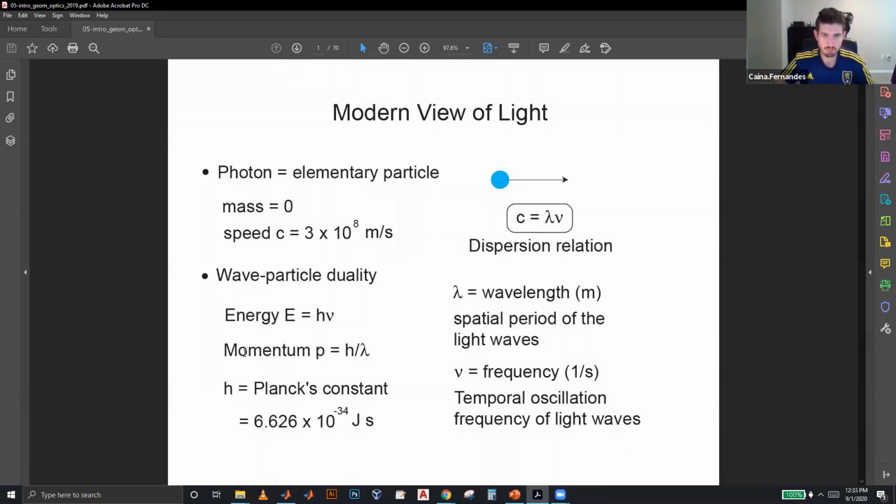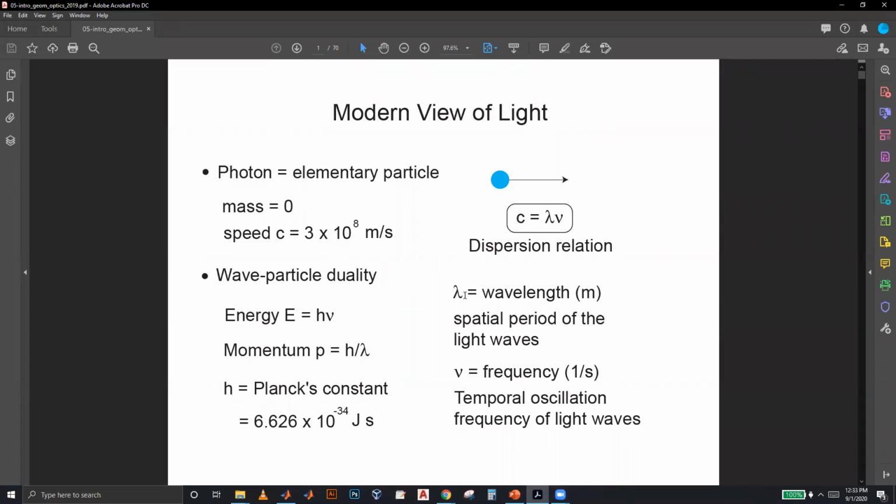Okay, yeah. So the momentum associated with the wave is shown by this equation. Again, h is your Planck's constant, lambda is the wavelength of the light, and momentum is p. And finally, we have a dispersion relation, which equates the speed of light with the wavelength and the frequency. So these are just some basic definitions.